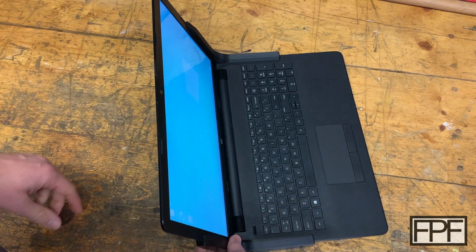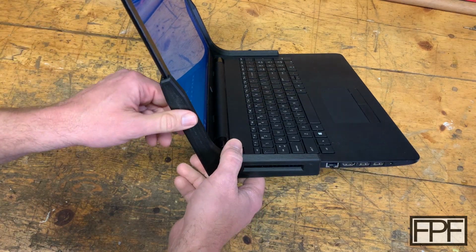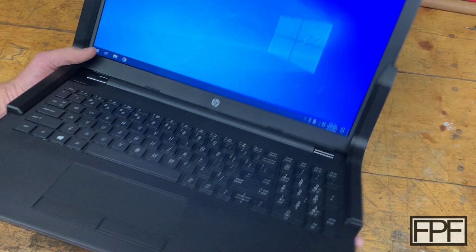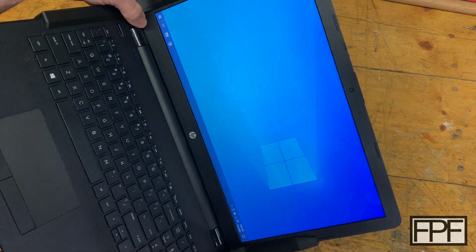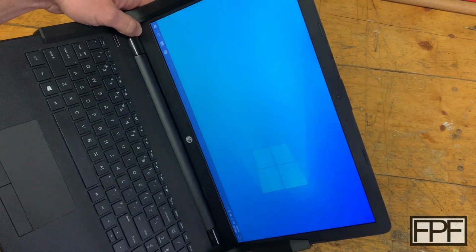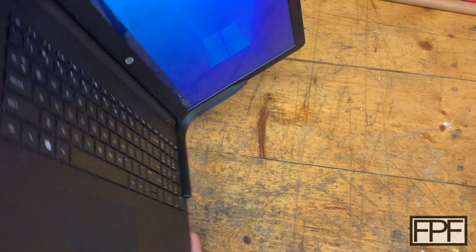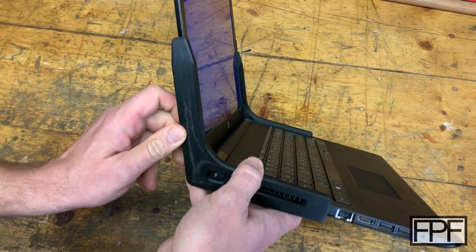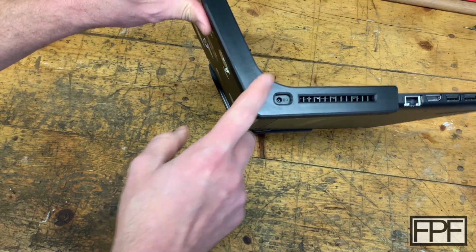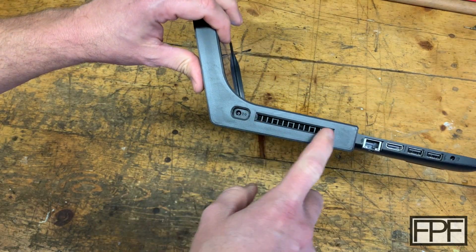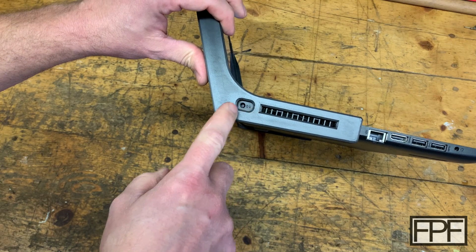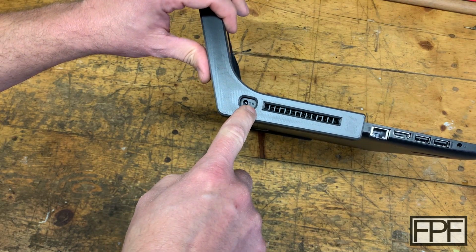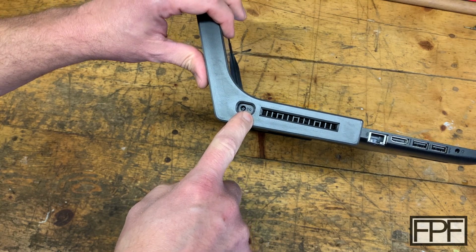So instead, what I did is I designed a set of braces for the side that hold it in a fixed open position and also hold the screen to the lower part of the laptop. So it is now just one single unit here with a fixed angle on the display. And I made sure that I have cutouts here for the vents on the side, as well as where the power plug goes in, and the LED indicator light for charging.